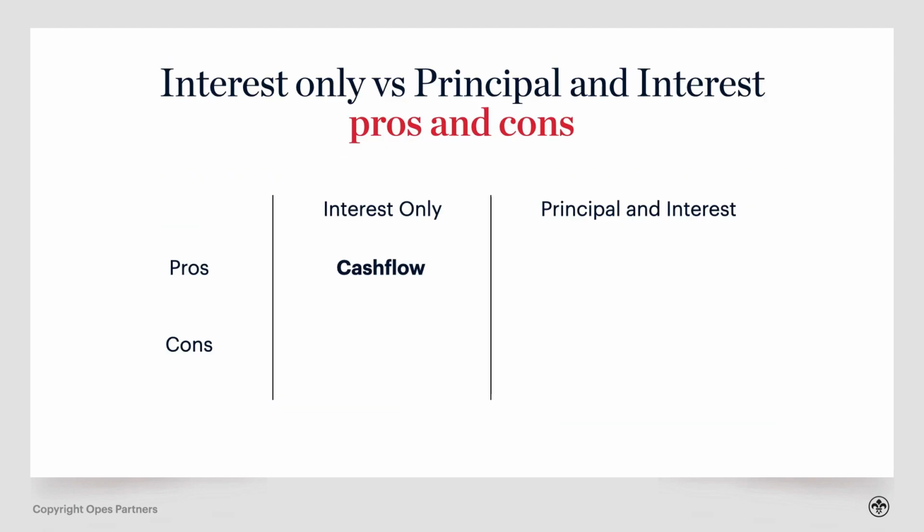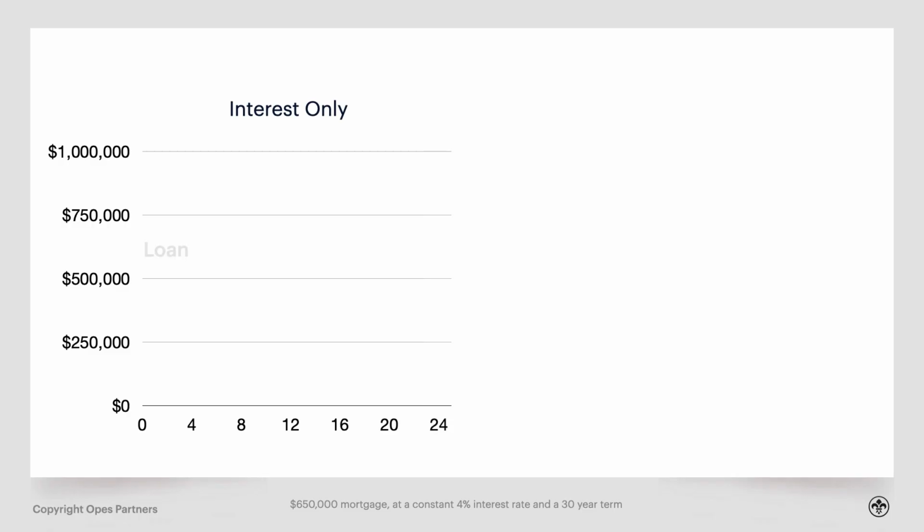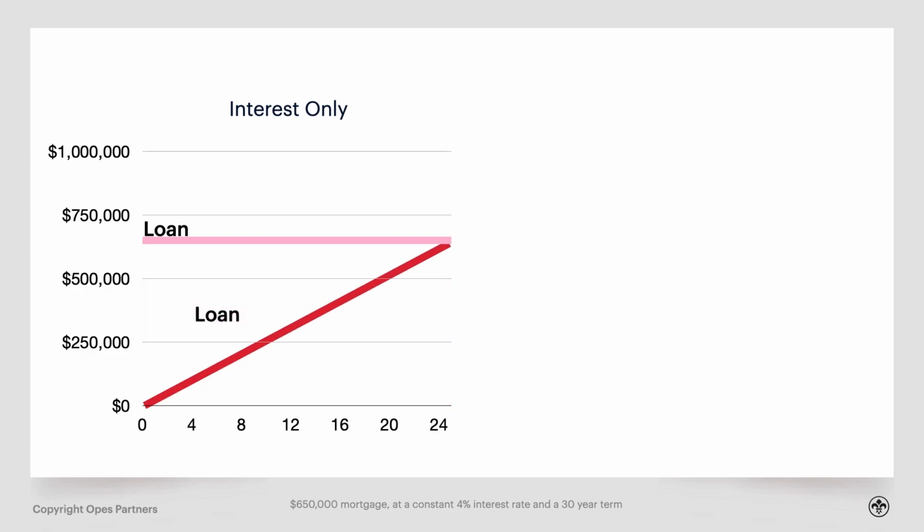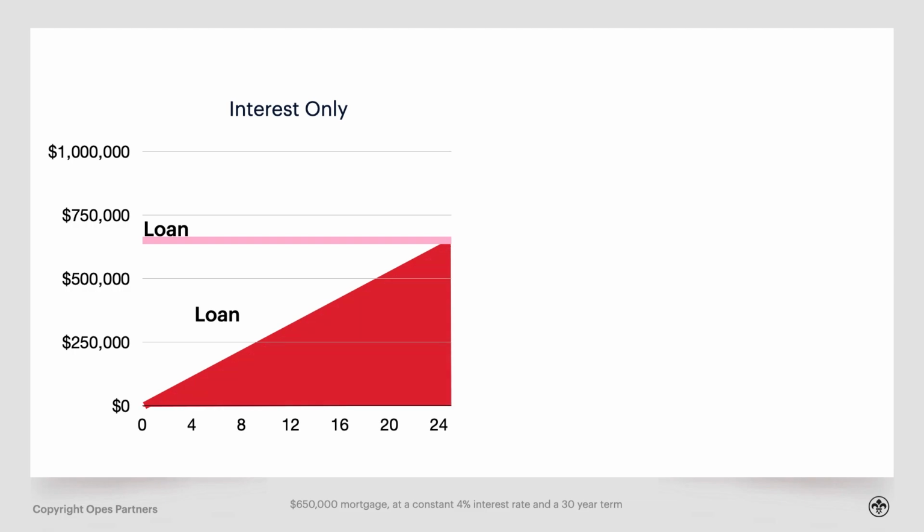So the big pro of interest only is cash flow, but what's the con? You end up paying more interest over time. Let's start to get nerdy and look at some graphs. So if you go interest only, the size of your loan never goes down because you're not paying any of it back. Now, what that means is your interest repayments will be the same each year. So the total amount of interest you pay goes up in a straight line.